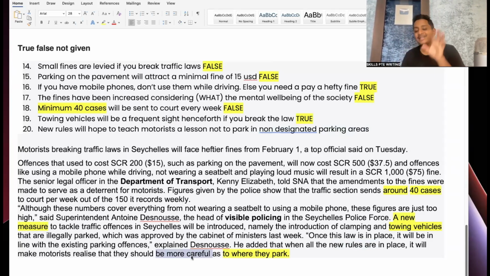Correct. Now, this is not an assumption, this is given, but in a different way. We are not assuming this. This is definitely given. Where they park, they should be very careful. Means you cannot park in non-designated areas. Otherwise, they will tow your vehicle. This is going to be true. Any doubts?